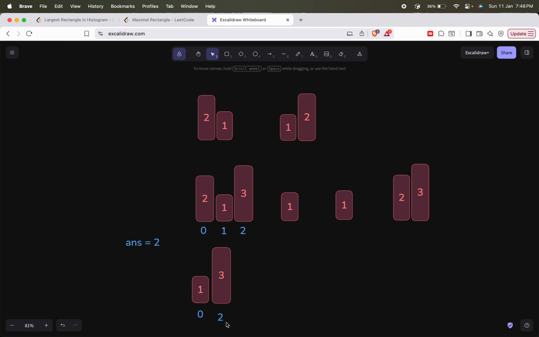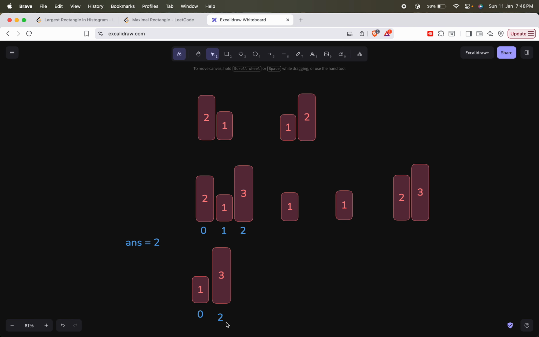Okay, so let's try to analyze the time complexity and the space complexity. If you see, we are using a stack, and the stack can go all the way up to the length of the heights. Let's say all the heights are in increasing order, that means we'll be pushing all the elements into the stack. That means the stack can go all the way up to n. So the space complexity in the worst case can go all the way up to order of n, where n is the length of the heights.